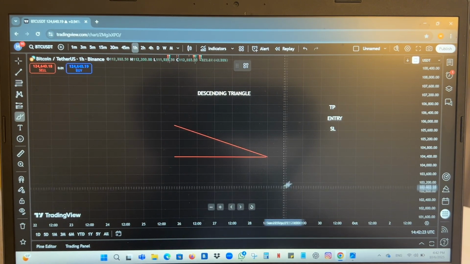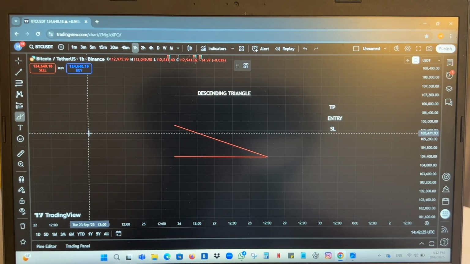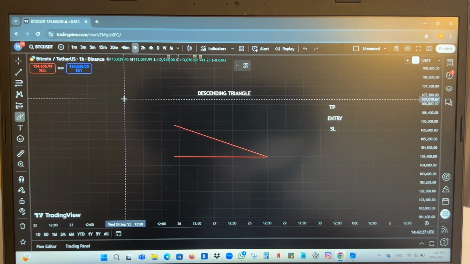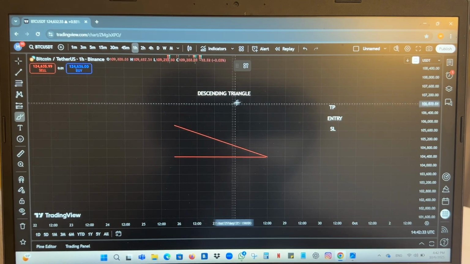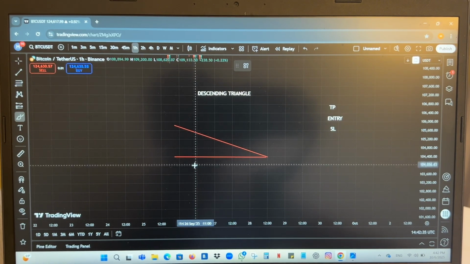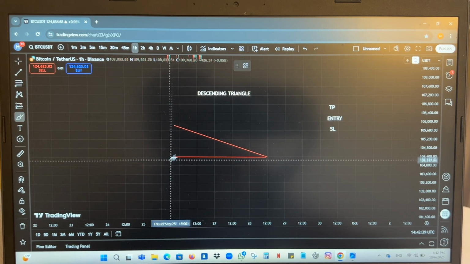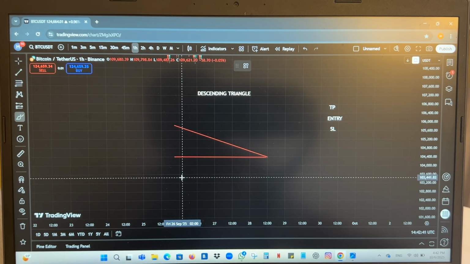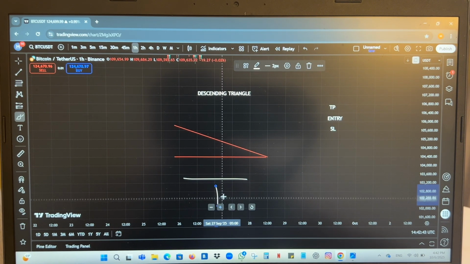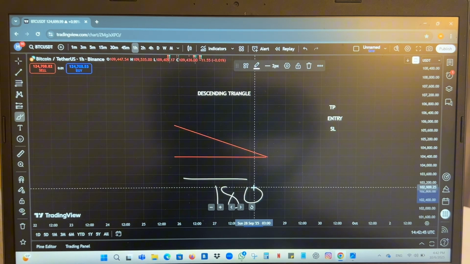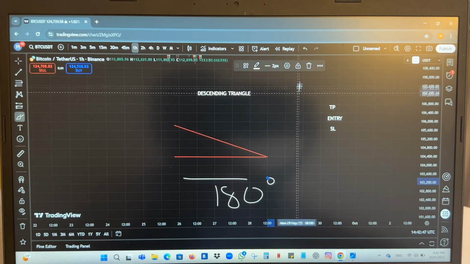So always, when I was talking about the ascending triangle, I told you guys the top trend line should be 180 degrees. That means it should be a straight line. Now in this case, in the descending triangle, if it's going down, the bottom trend line should be 180 degrees. This should be a straight line. Always keep that in mind.